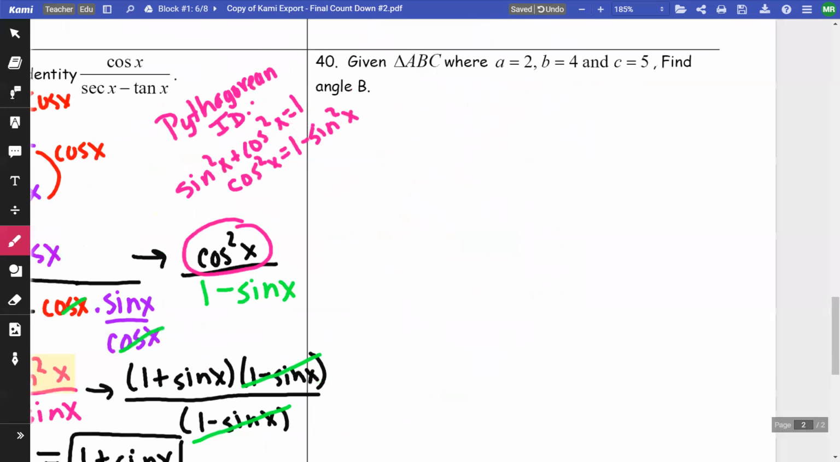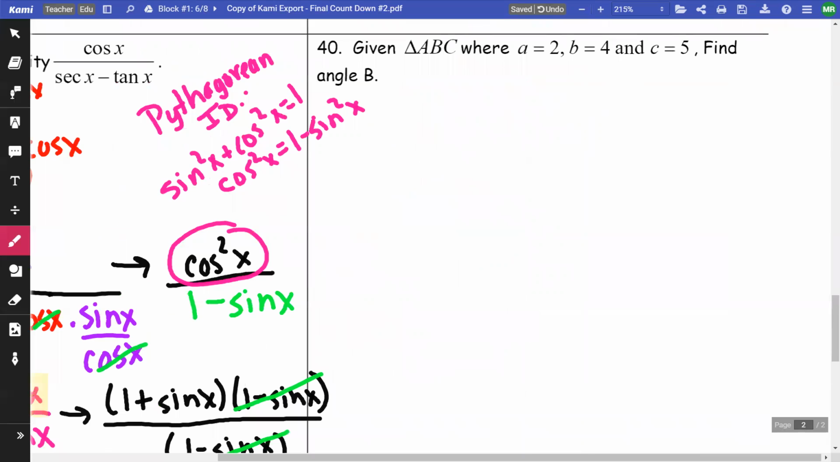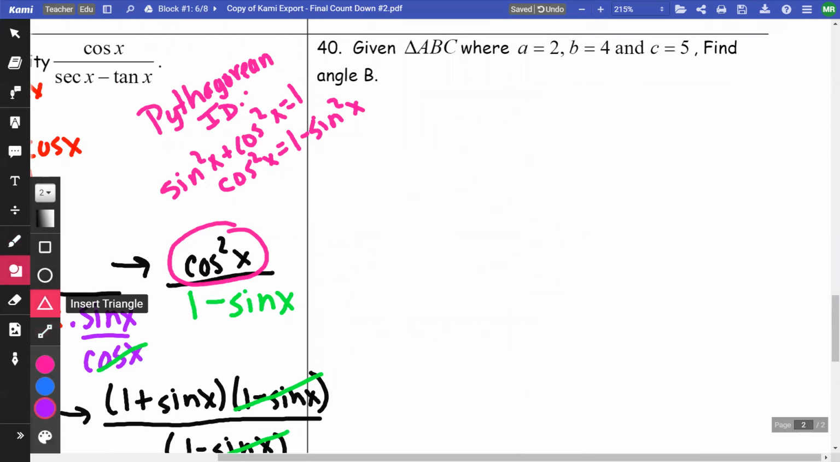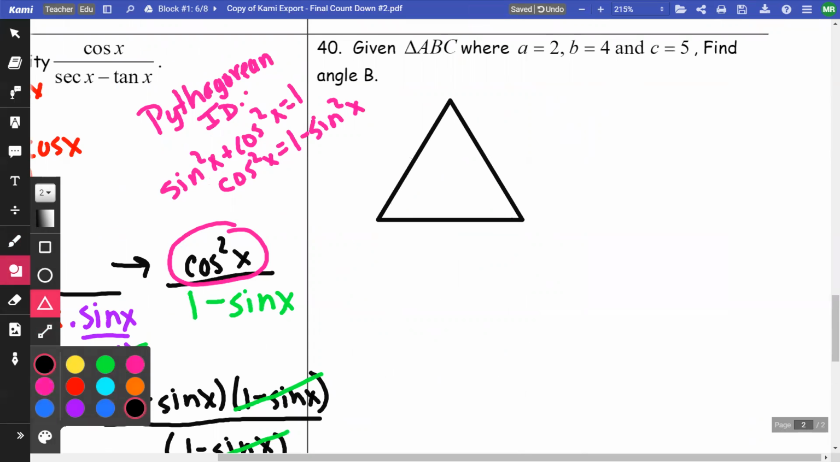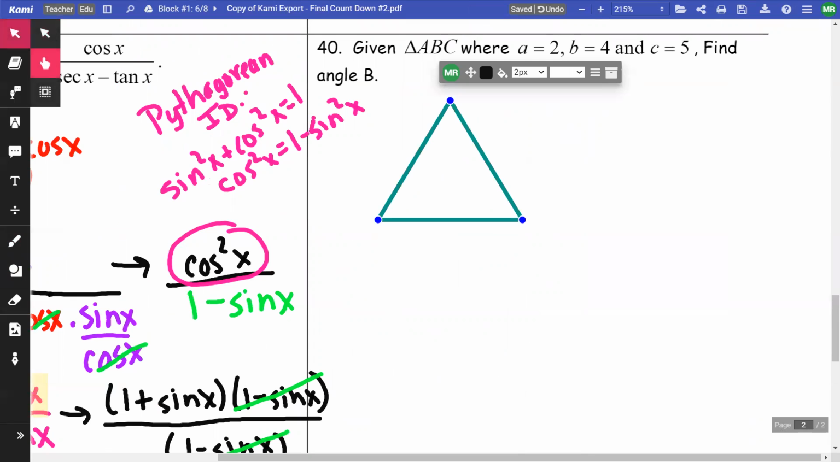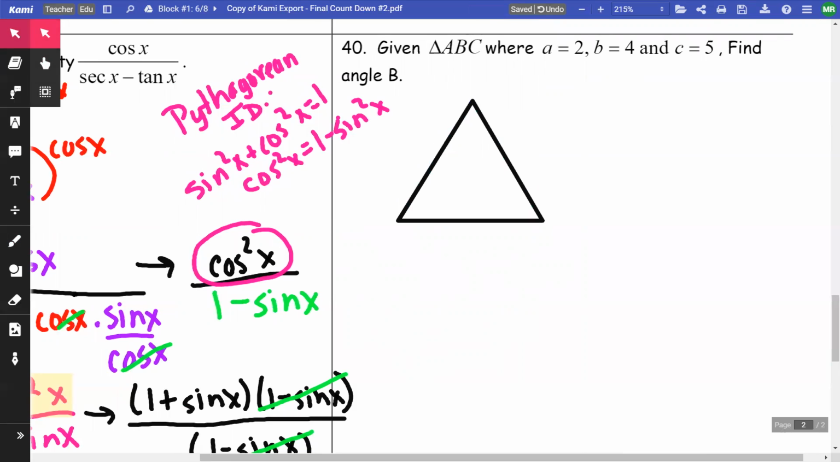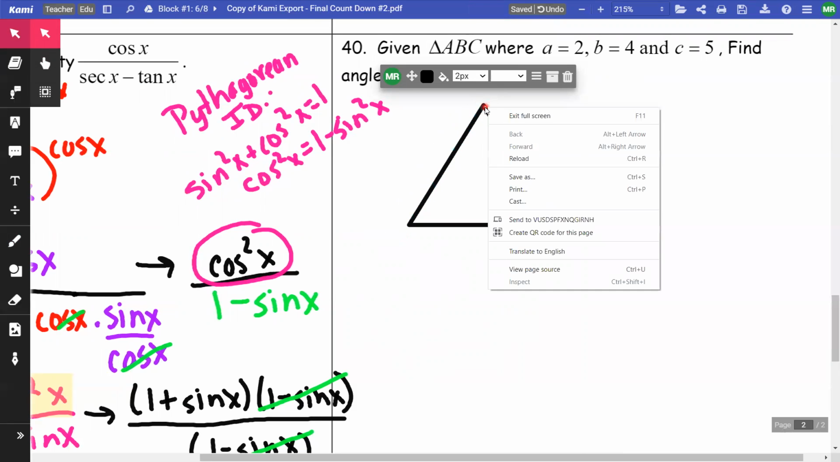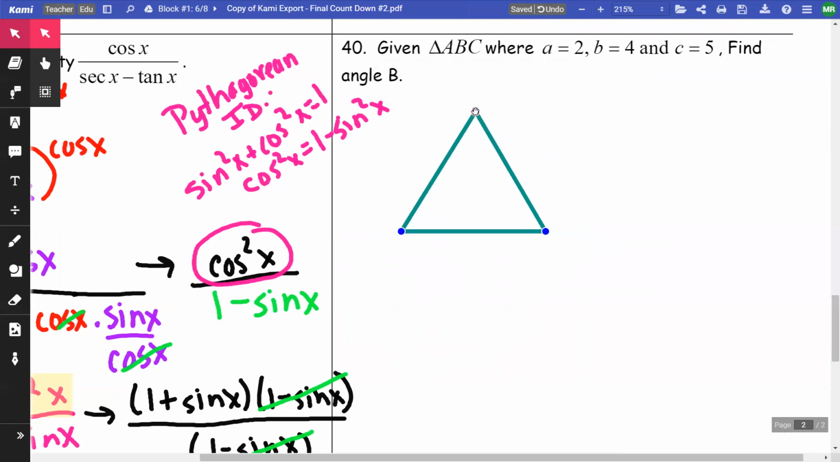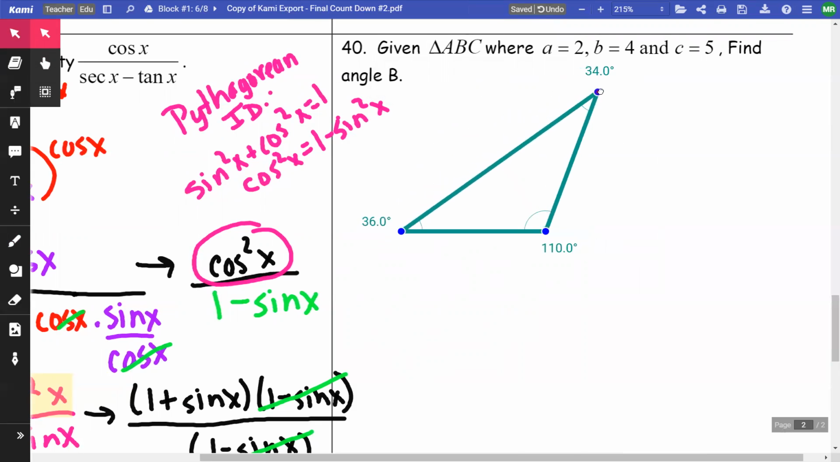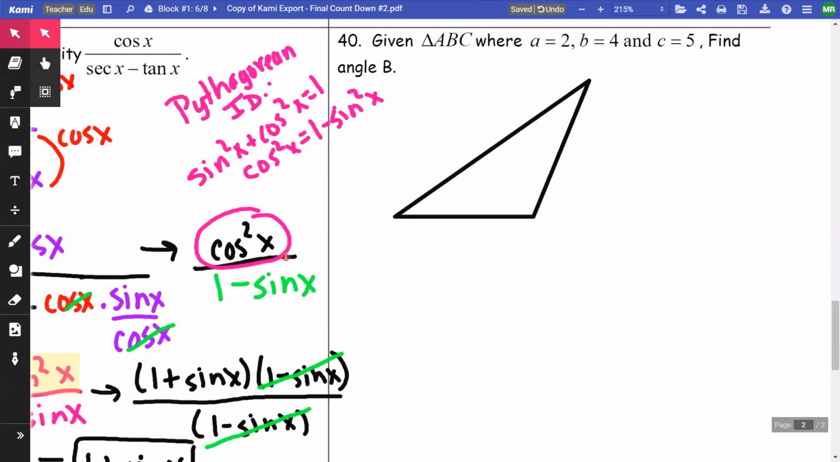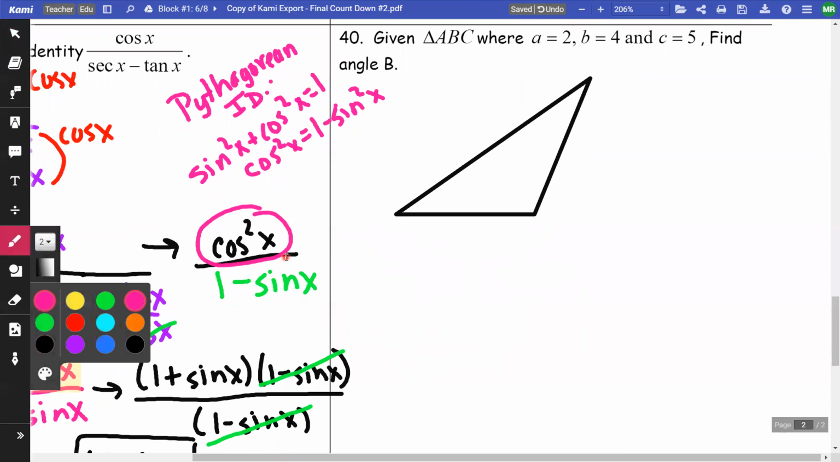Okay, on 40, we got a triangle. So let me just get a triangle here. Let me make it black. And I am just going to grab this hand tool, here, let me do the arrow. Let me get my mouse, sorry. I just don't want to make it look like it's an isosceles or anything here.